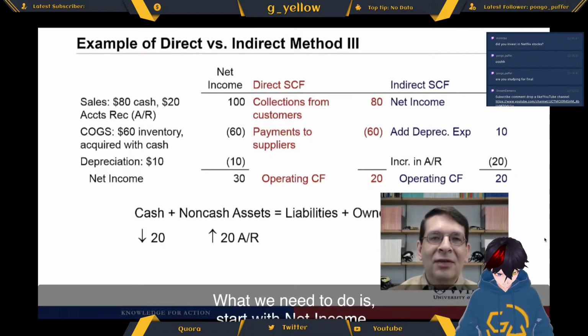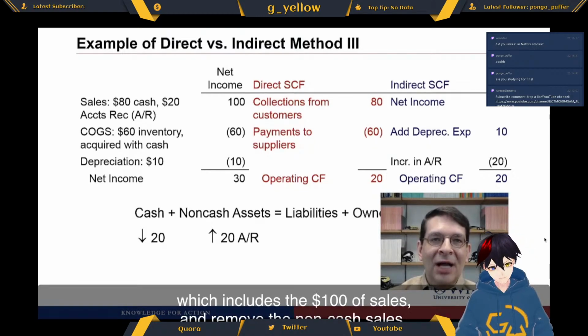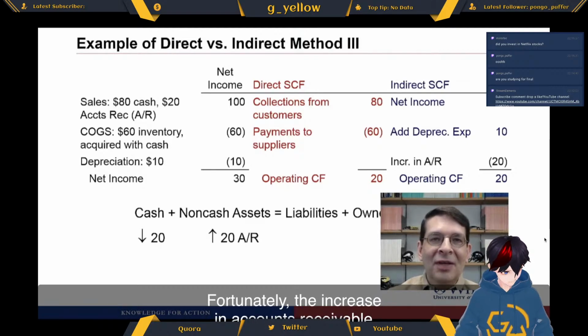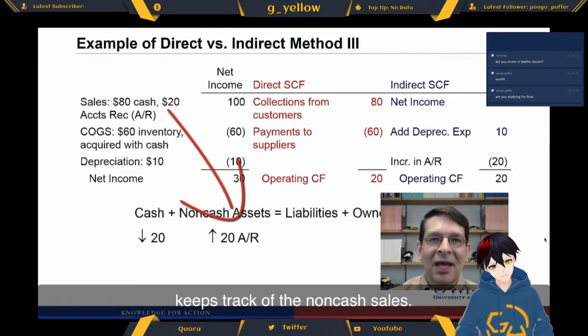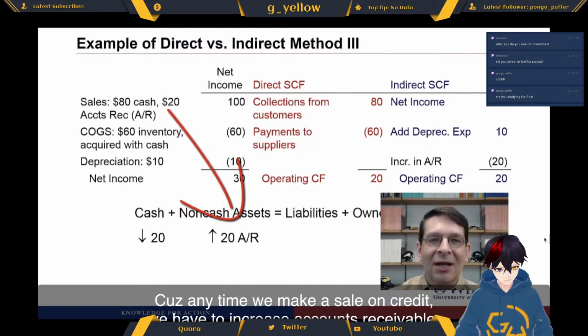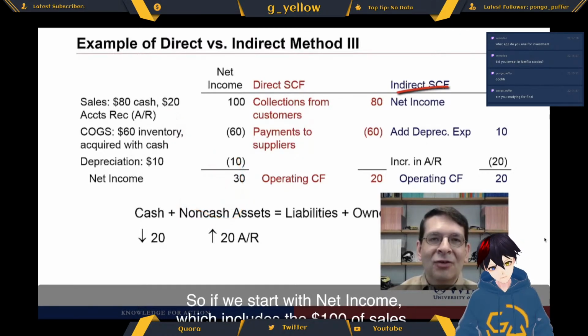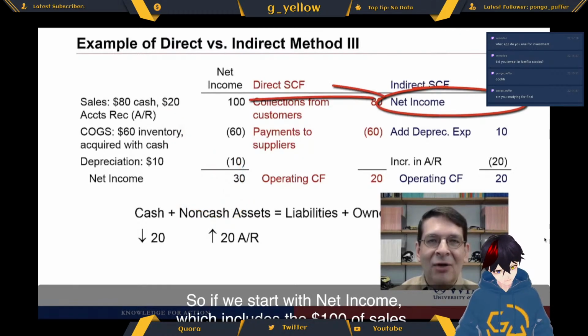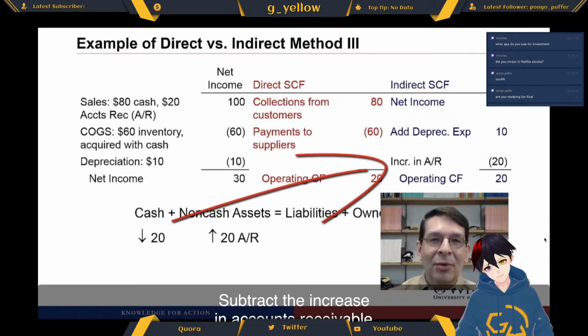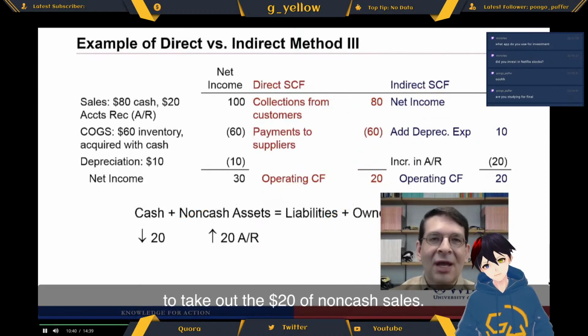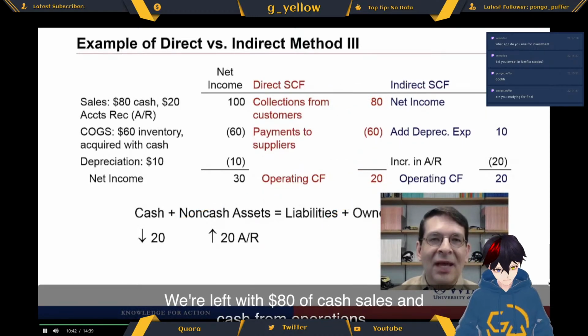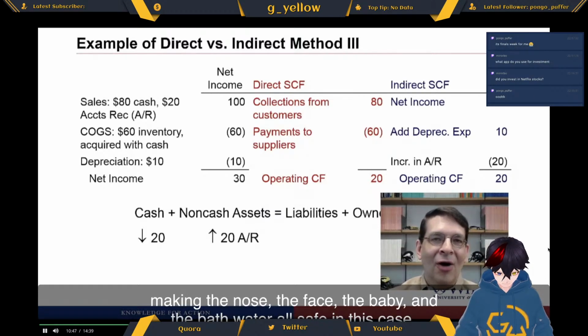What we need to do is start with net income, which includes the $100 of sales, and remove the non-cash sales. Fortunately, the increase in accounts receivable keeps track of the non-cash sales, because anytime we make a sale on credit, we have to increase accounts receivable. So if we start with net income, which includes $100 of sales, and subtract the increase in accounts receivable to take out the $20 of non-cash sales, we're left with $80 of cash sales and cash from operations, making the nose, the face, the baby, and the bathwater all safe in this case.